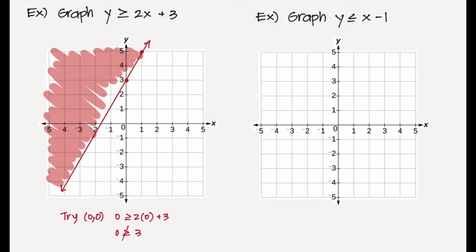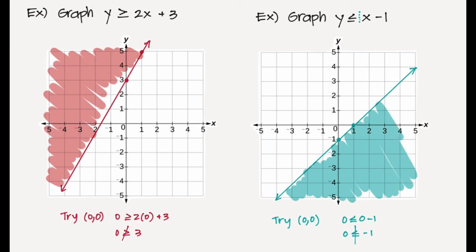All right, let's move on to y is less than or equal to x minus 1. So I start at negative 1, and I go up 1 and over 1. And now I can go ahead and connect those with a solid line. And again, I'm going to pick my test point (0, 0). So let's plug it in. So 0, is that less than or equal to 0 minus 1? Well, that's negative 1, which is not true. So I'm not going to shade the side with (0, 0). I'm going to shade underneath my line instead. And I'm done.